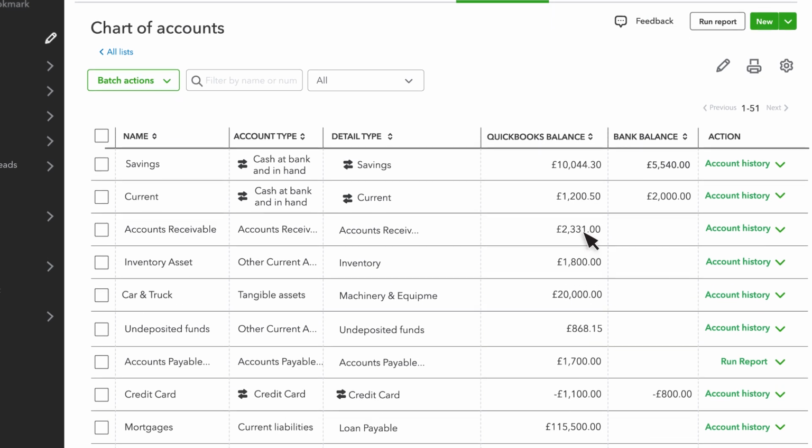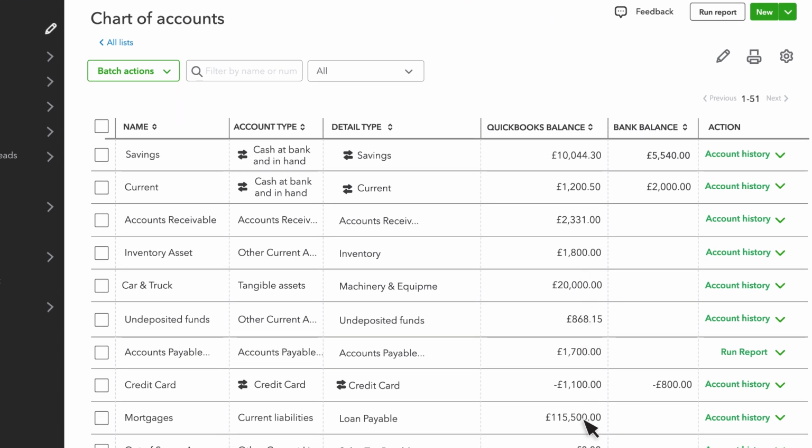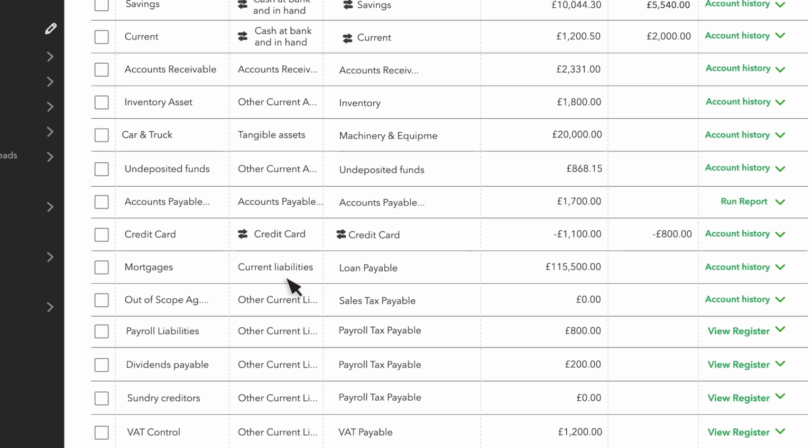Accounts at the top of the list show you how much you own or owe right now. They include accounts you're already familiar with, like bank accounts or credit cards. They have balances that tell you how much money you have in those accounts or how much you owe. Other accounts, like tangible assets, tell you the value of the things you own, like a truck or a warehouse. And liabilities tell you how much you owe, like a mortgage.